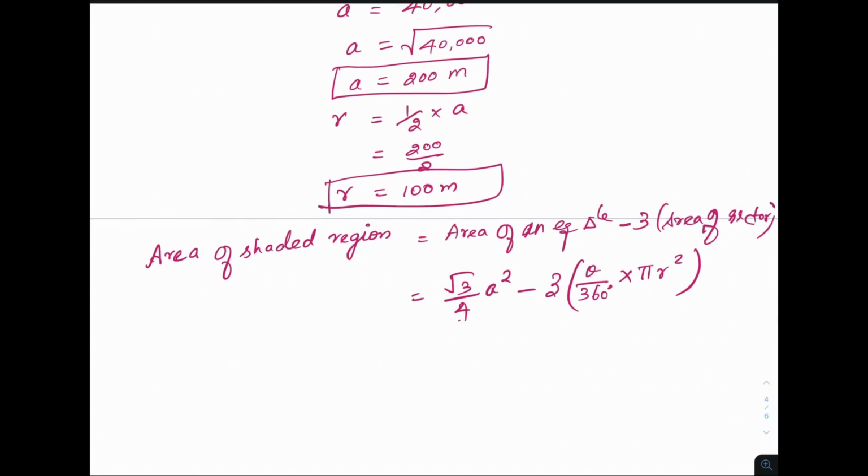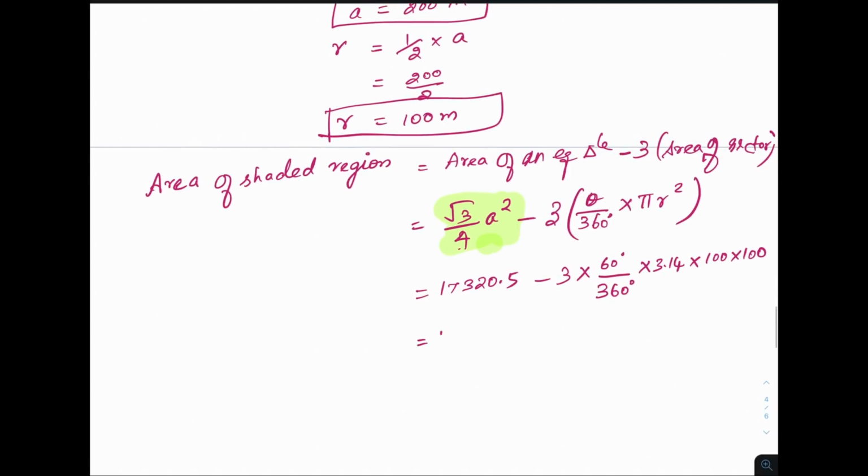So already we know the area of the equilateral triangle. The equilateral triangle formula I have just written. But we already know the value of the equilateral triangle's area, that is 17,320.5. It is given in the question, into theta value is 60 degree. Why? Because given is an equilateral triangle, into pi, sorry, here we need to use 3.14. We have to be very, very careful. It is given as 3.14 into 100 into 100.